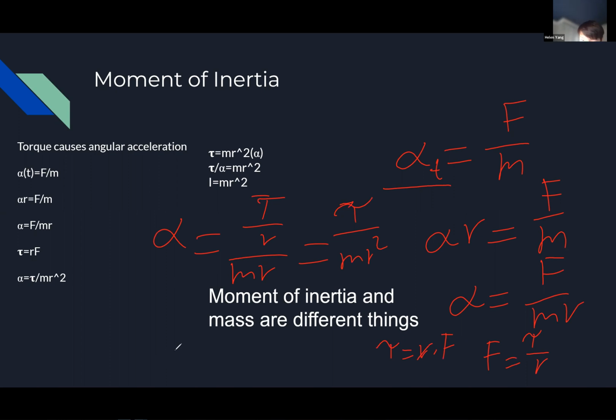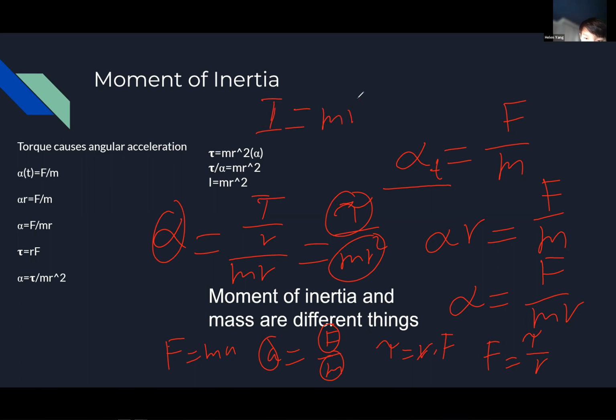And Newton's second law is F equals ma, which is written as a equals F over m. We know that torque is the rotational equivalent to F, and angular acceleration is the rotational equivalent to a. So mr squared must be the mass equivalent. So moment of inertia, which is I, is equal to mr squared.